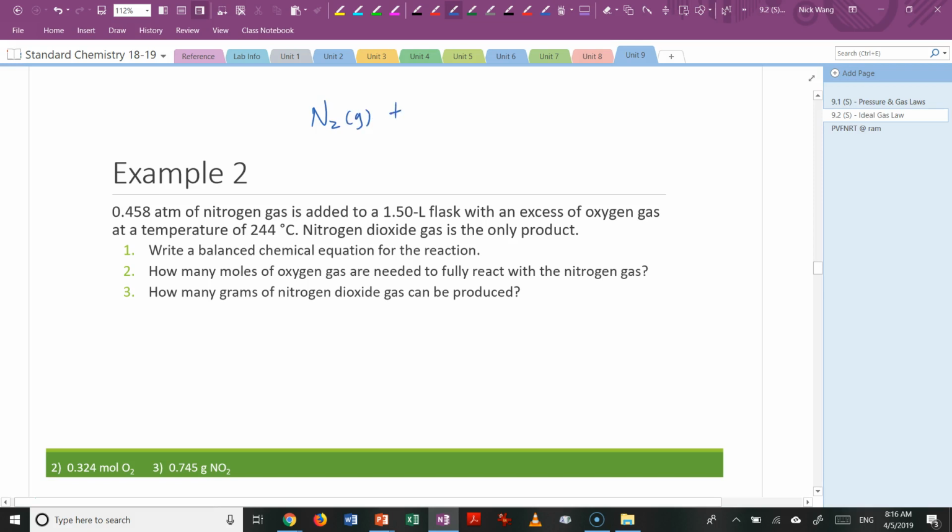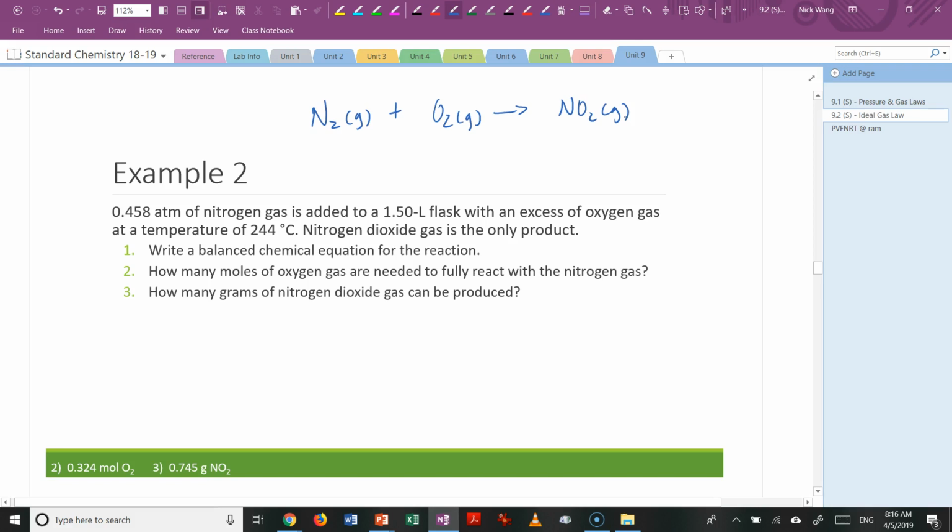And that's going to have the gas label, and then it's going to be reacted with some oxygen gas. It's going to be O2. And then you're going to produce some nitrogen dioxide gas because it tells you that's the only product. And of course, nitrogen dioxide has a formula of NO2, and that's also a gas. So all these are gases. It's kind of nice to know that.